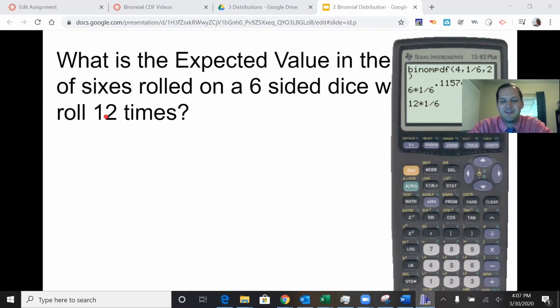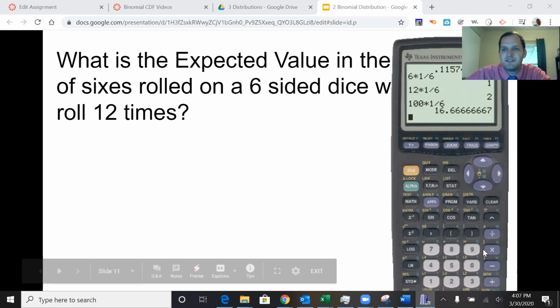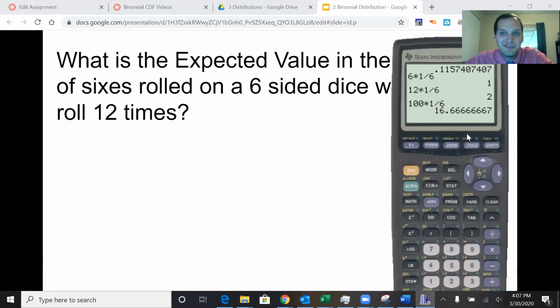Okay, here goes the answer. We're going to do 100, which is n, how many trials we have, times the probability, 1 divided by 6. That gives me 16.6, so roughly 17. If you had to place a bet on how many 6s you thought it was going to be, about 17 would have been your best bet, to be honest.